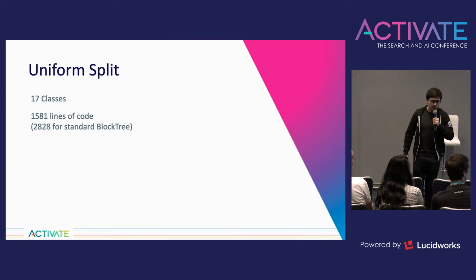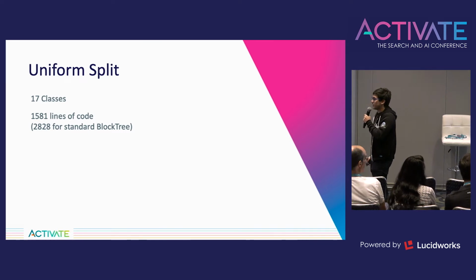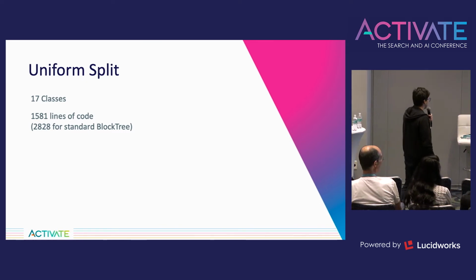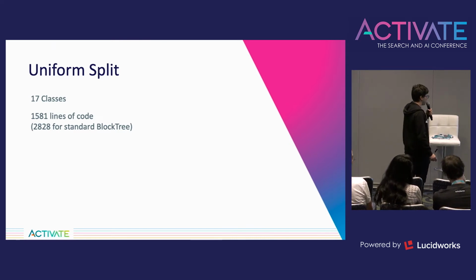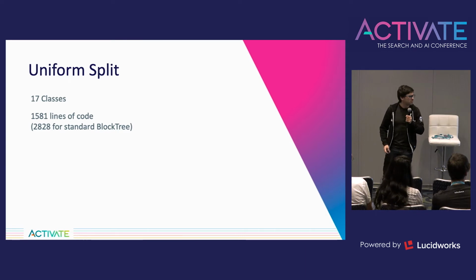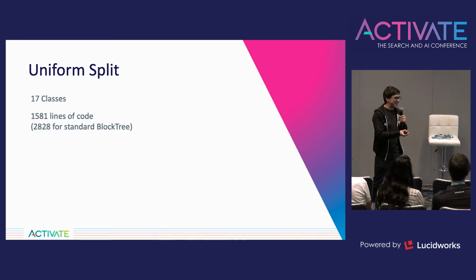So UniformSplit implementation was quite simple. It took us 17 classes and 1,500 lines of code, compared to the 2,800 lines of code of the block tree posting format. And you may ask, hey, does this count include tests? Did you make any tests on this? And we say, no, we don't make any tests. You say, what? You're crazy, guys. How do you change foundation without writing any test?